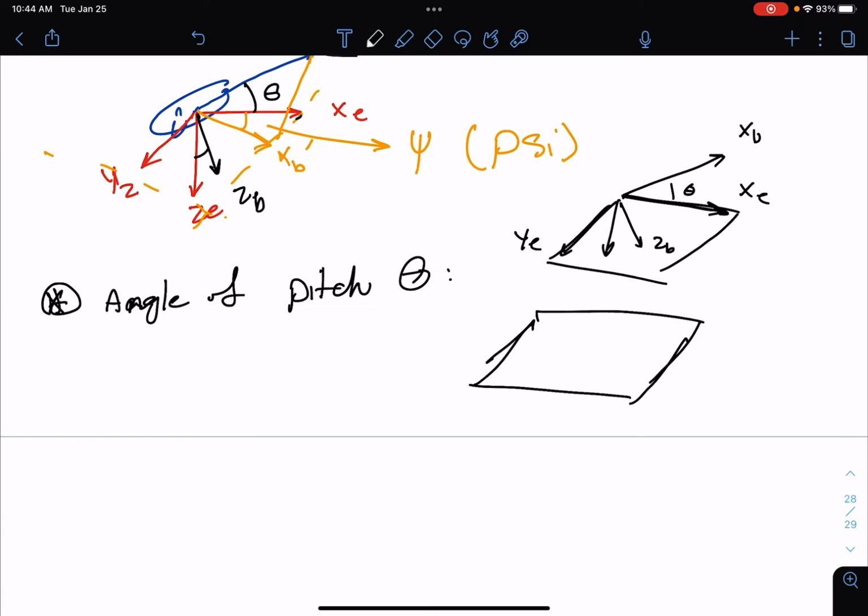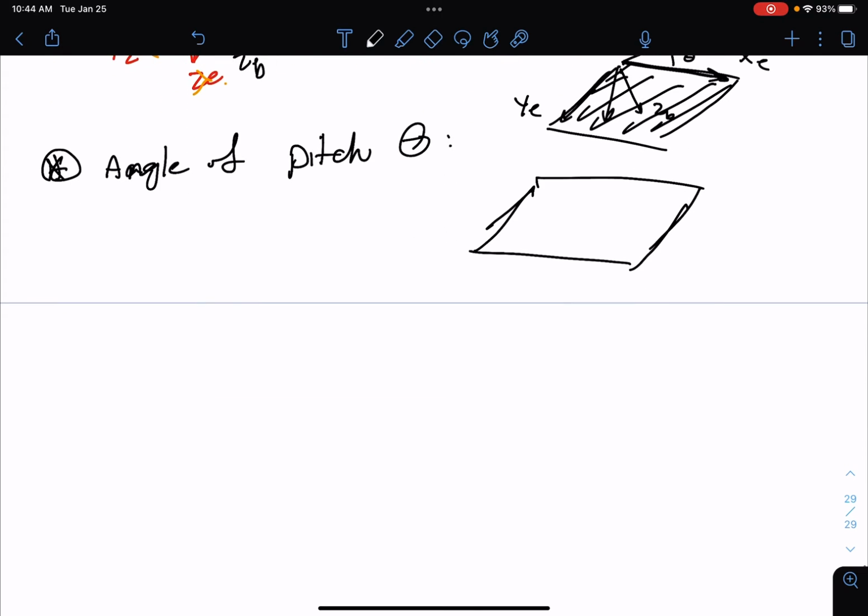So this XB can move a little bit, right? Because you just make sure that we are talking about the angle of this with this plane, not one of the axes. Okay, next one.